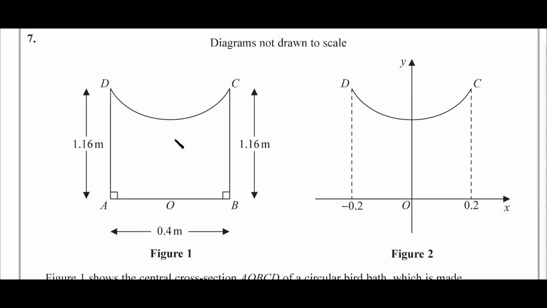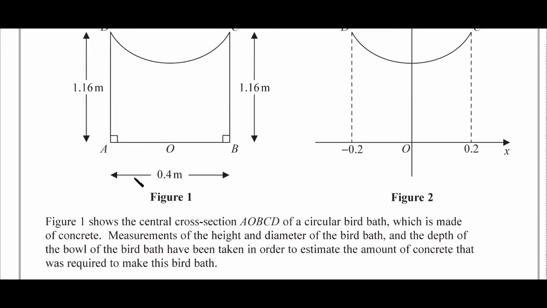Question number 7. We have figure 1 over here, which shows the central cross-section AOBCD of a circular bird bath, which is made of concrete. Measurements of the height and diameter of the bird bath and the depth of the bowl of the bird bath have been taken in order to estimate the amount of concrete that was required to make this bird bath.